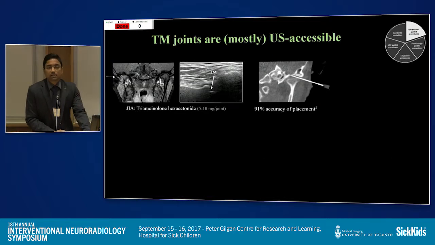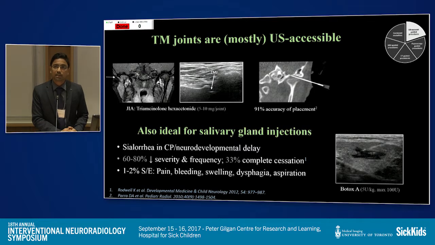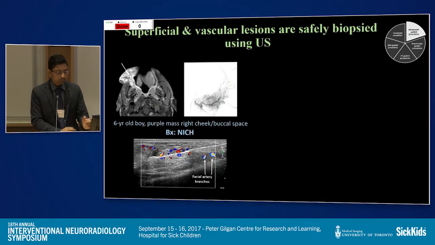But superficial structures like the temporomandibular joints are mostly ultrasound accessible, which we use in the JIA population for steroid injections, and similarly salivary glands, which we use in the CP population who has excessive sialuria with excellent results. Biopsies of lesions which are superficial and vascular can also be performed safely with ultrasound and nothing else.